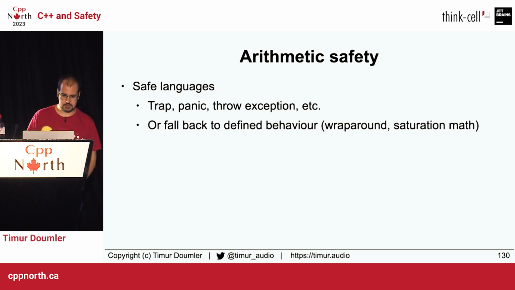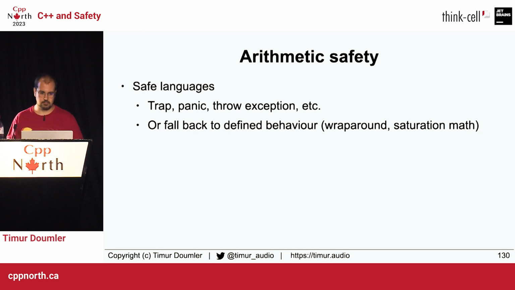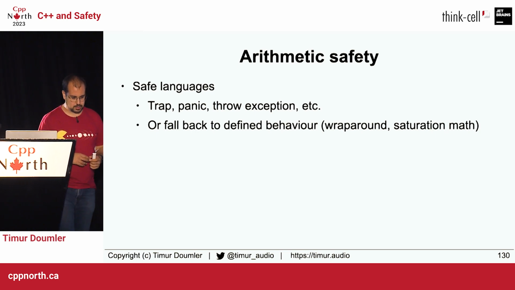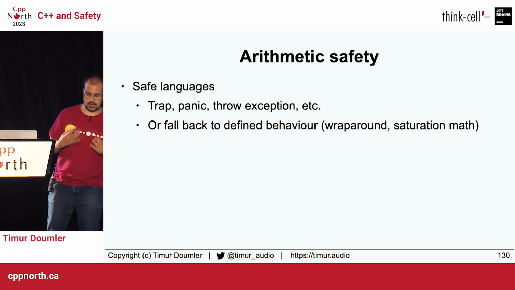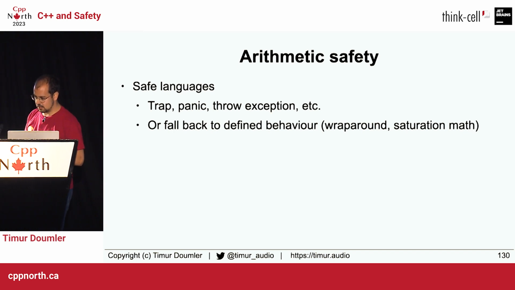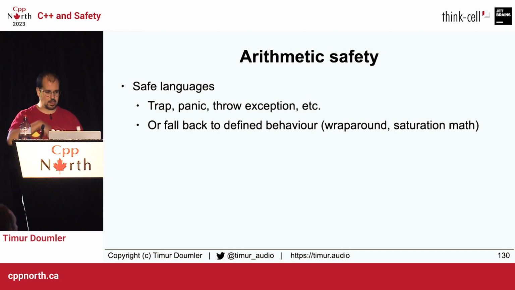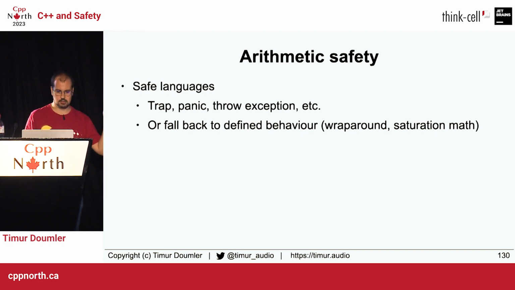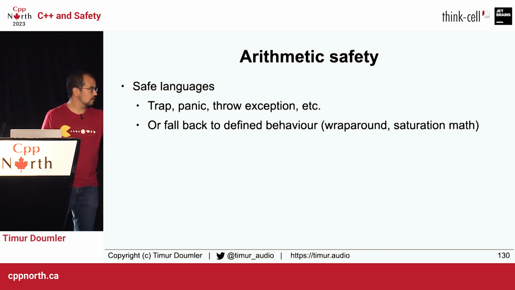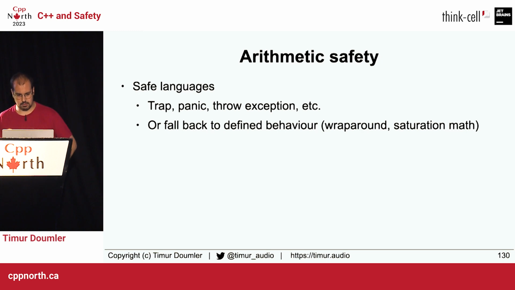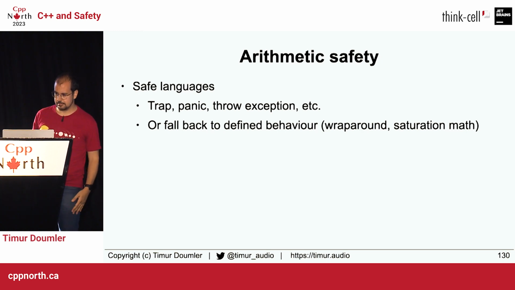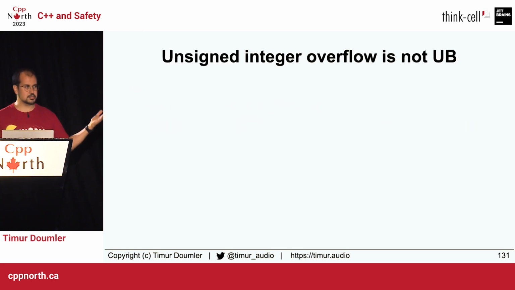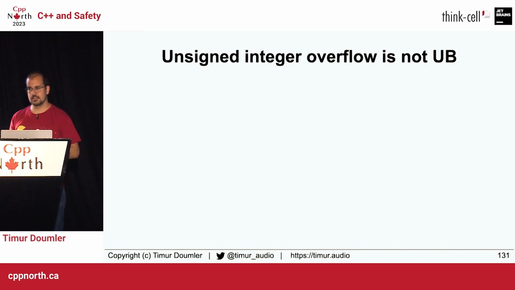So in safe languages, you don't get this, right? In Rust, for example, you get a panic in debug, and in release, it wraps around the way it does for unsigned. In Java, I think there's a mode where you can throw an exception. Or again, you can fall back to some kind of defined behavior, right? But that has, again, trade-offs, right? Unsigned integer overflow is not UB. So that's also interesting, right?